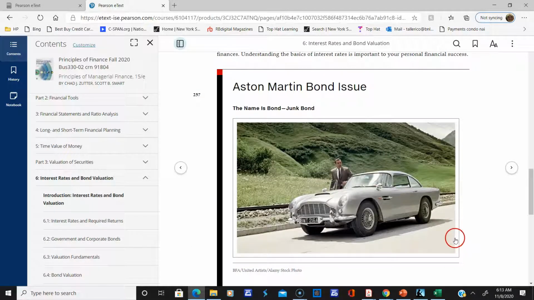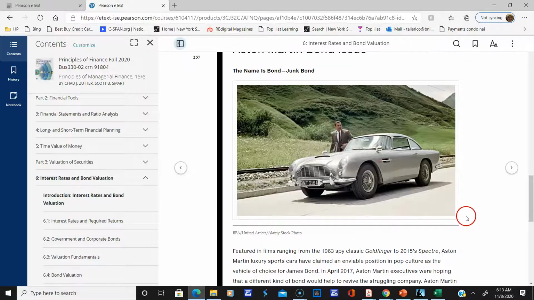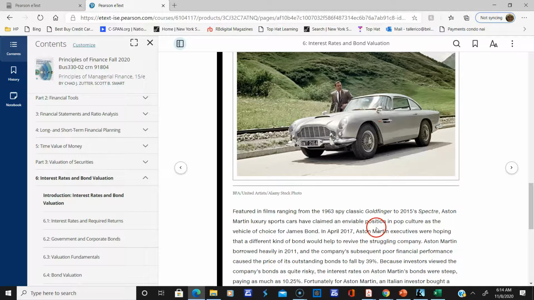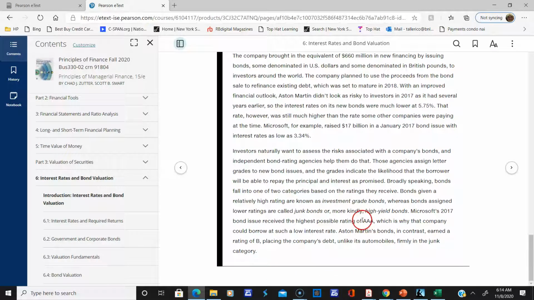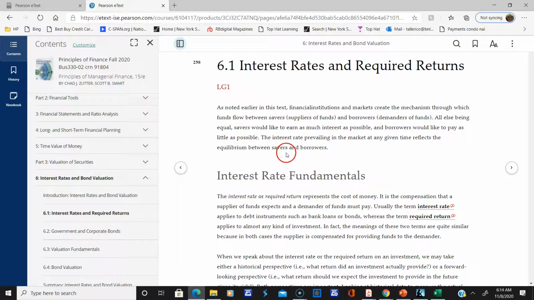Okay, so there's an interesting thing here that's worth reading about the Aston Martin bond issue. The company issued bonds. This was the company that made the Aston Martin, the James Bond 007 car. And so it's worth reading that, okay? And you can go through that.